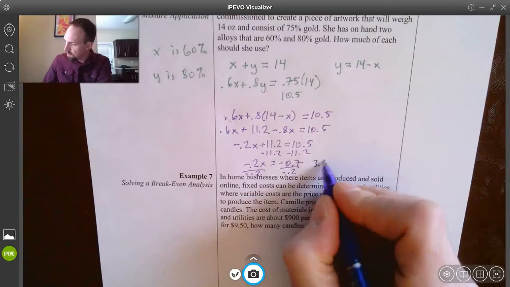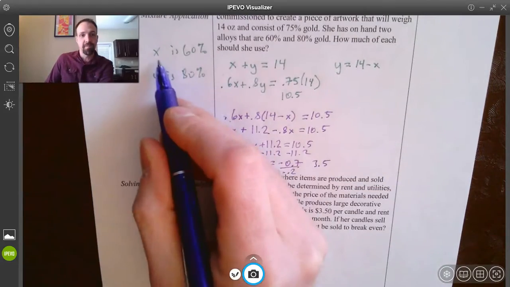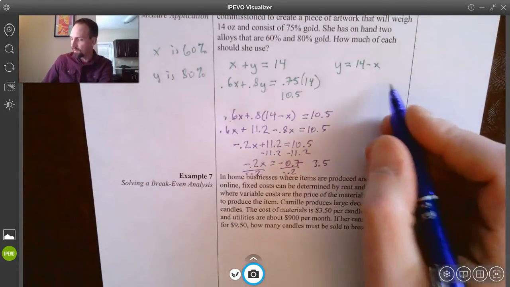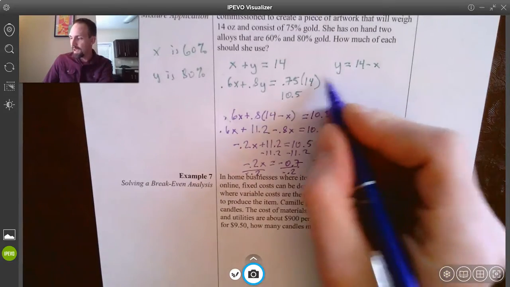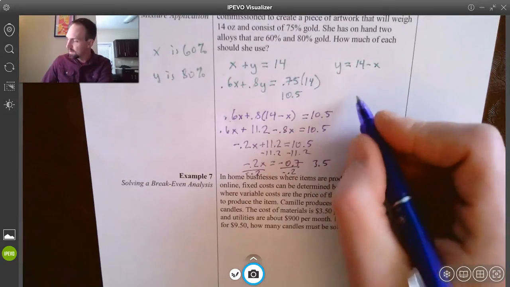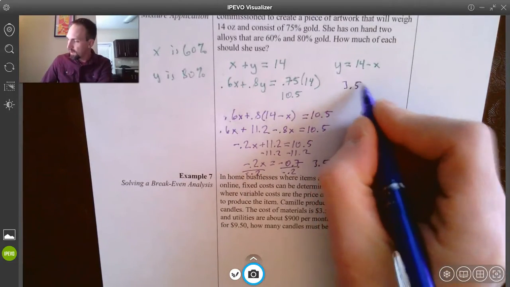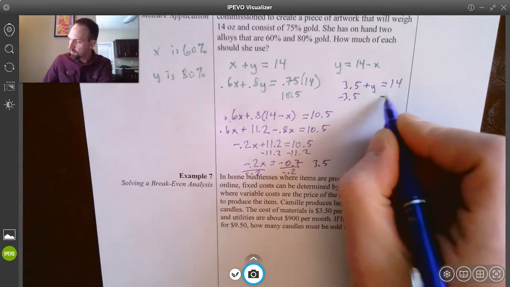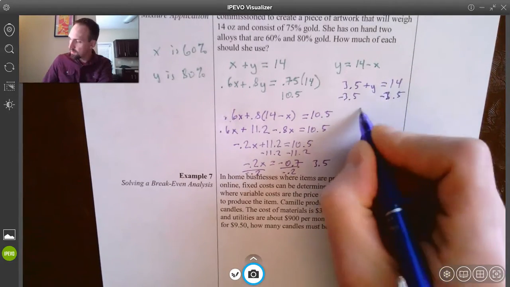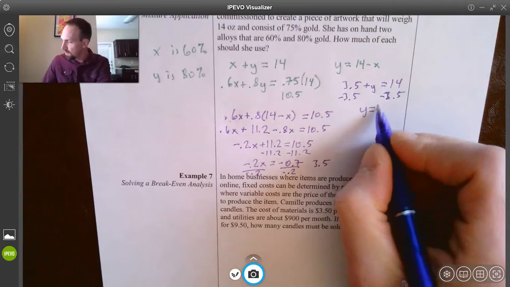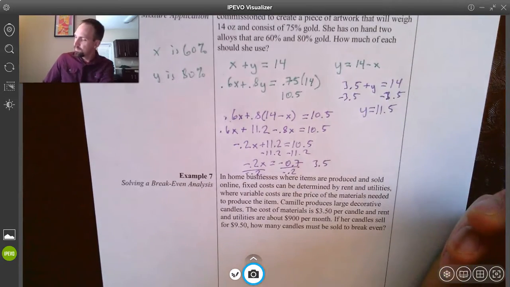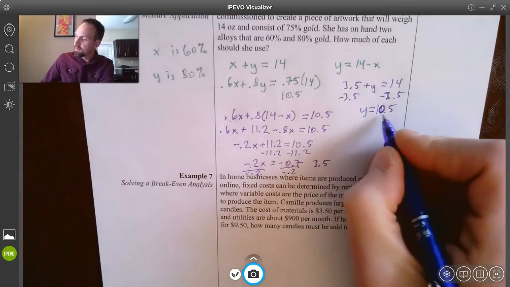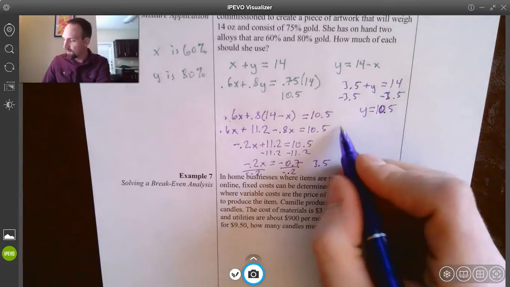3.5. So x is 3.5, so that's the number of ounces. So x is 3.5 ounces for that. I know y has to then add up to be 14. So 3.5 plus y equals 14, minus 3.5 on both sides. I get y equals 10.5.